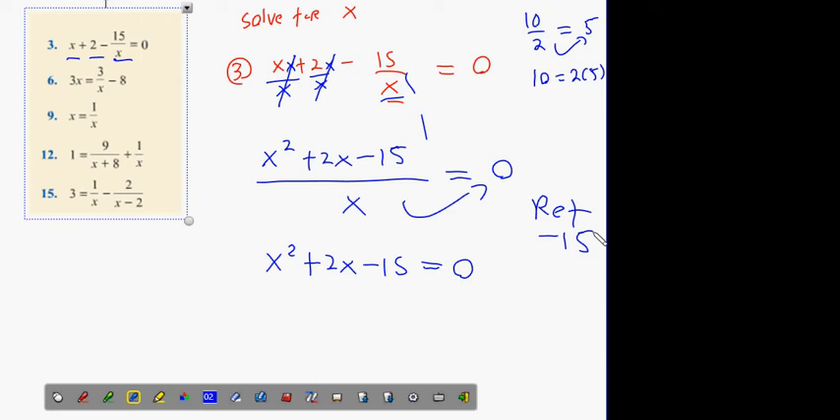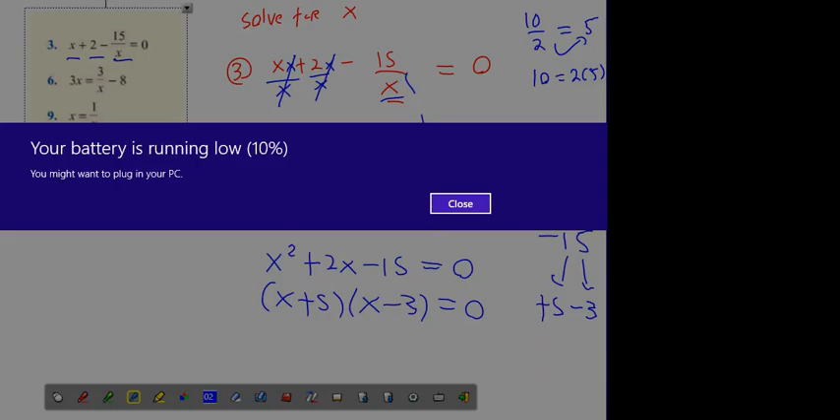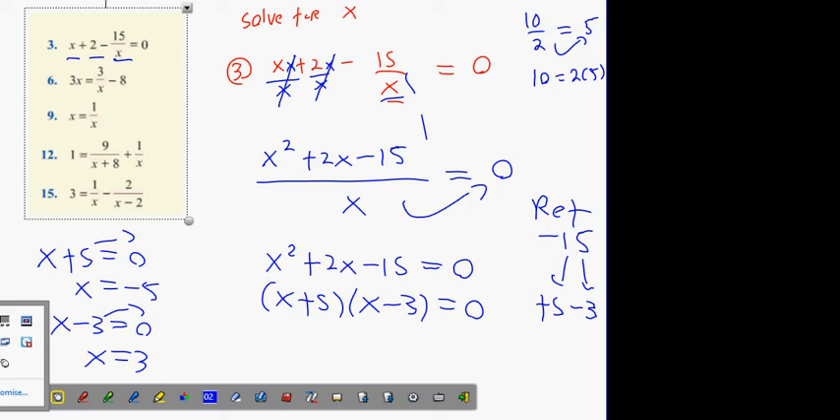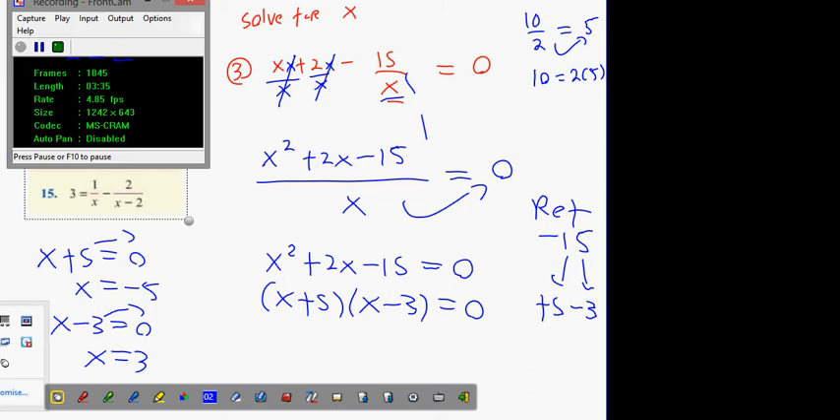Now guys, what two numbers multiply to make 15? Plus 5 and minus 3. So we have x plus 5, x minus 3. Now guys, what do we remember from the two exercises ago? How do I finish this up? x plus 5 equals 0, x minus 3 equals 0. x plus 5 equals 0, x equals minus 5. x minus 3 equals 0, x equals 3.